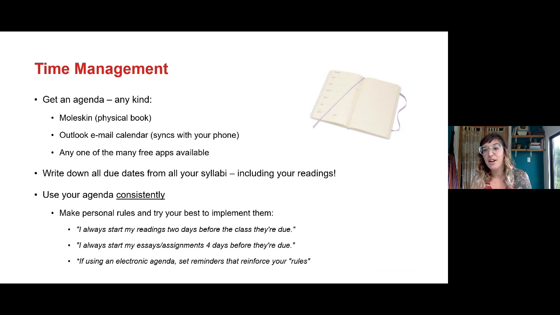So time management, huge recommendation: get an agenda, any kind. It really doesn't matter. Lisa mentioned earlier that there is really good synchronization between the Outlook calendar and your Teams calendar. You can use your Outlook calendar for time management, 100%. You can also buy a physical book, like a Moleskine, which is just a week by week calendar. There's lots of different free apps available as well that you can have on your phone or your computer or tablet or whatever.